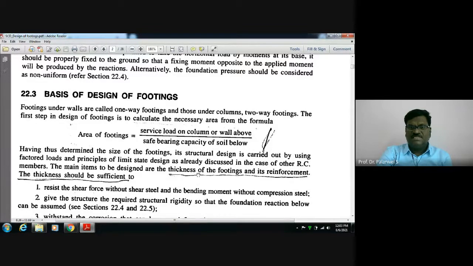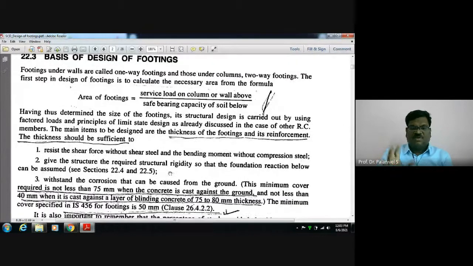And then the thickness of the footing and its reinforcement. The main items which we are going to discuss in this chapter are the thickness of the footings and its reinforcement. You are mainly going to determine what should be the thickness of the footing. Size of the footing: you will be getting the service load from a column, and the bearing capacity of the soil will give you the area of the footing. So the size of the footing you can decide yourself, either square footing or rectangular footing. Once you know the area of the footing required, you can decide about the size of the footing.